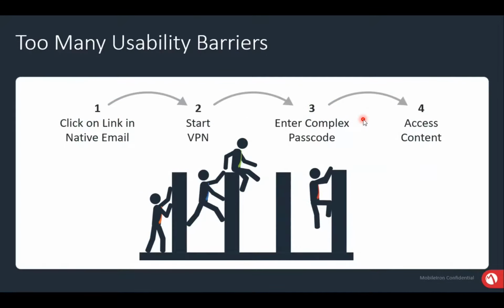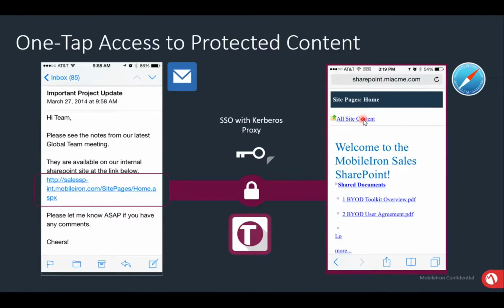If the same has to be achieved with a traditional VPN, they'll have to click on the native email, start the VPN, and enter the passcode. And if it's two-factor, they'll have to authenticate with the two-factor passcode. Based on whatever access control policy has been set, they'll then get their access. But with Mobile@Work Tunnel, if you simply receive a URL in the email, you just click on it, and it will trigger the VPN tunnel automatically. And using the Kerberos proxy, it will let you automatically log into SharePoint or any application which is configured.